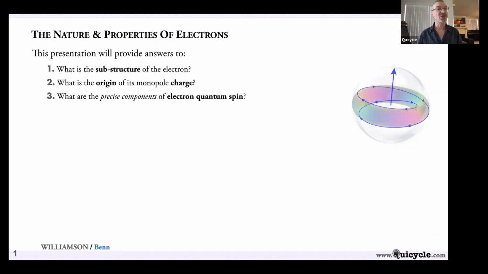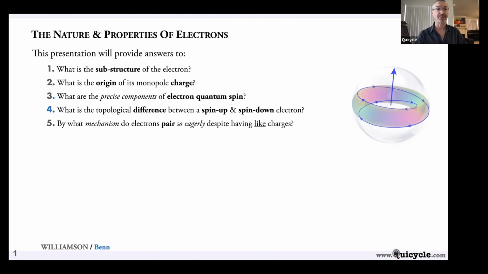What are the precise components of the electron's quantum spin? What is the topological difference between a spin-up and a spin-down electron? Is there an actual physical difference between the two? And if so, what is it? By what mechanism will electrons pair so eagerly despite the fact that they have like charge repulsion?